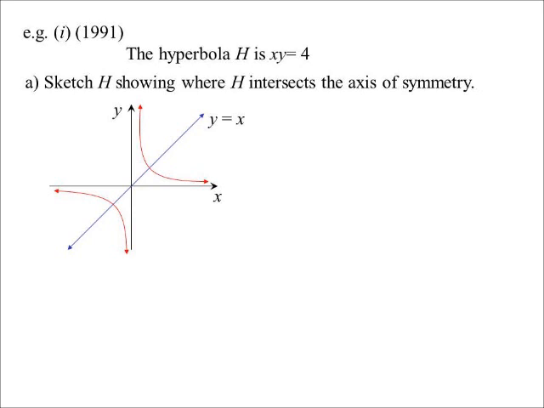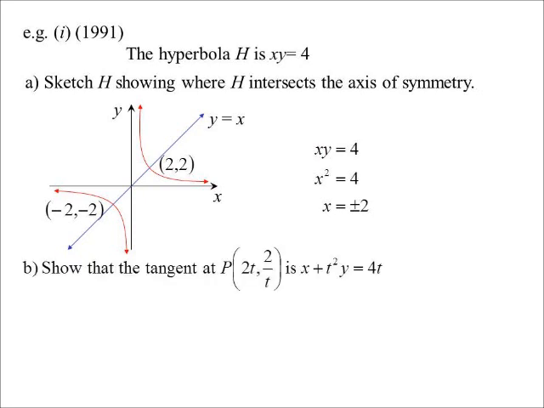So y equals x. Now if y equals x and x times y equals 4, just in case we're unsure, let's do an equation. That means x squared equals 4, so we know it's at plus or minus 2. So we'll have 2, 2, and minus 2, minus 2 would be the points of intersection.